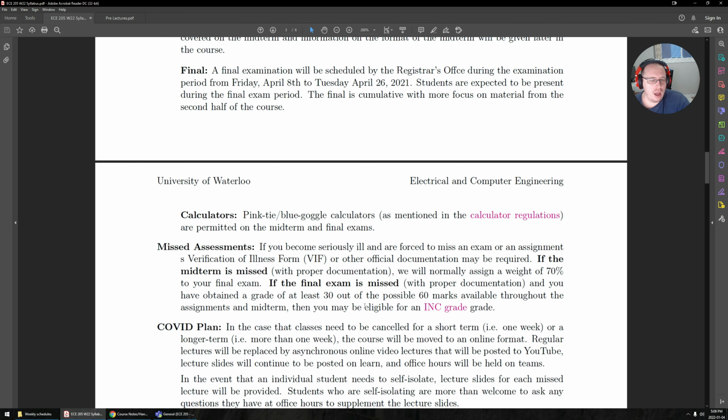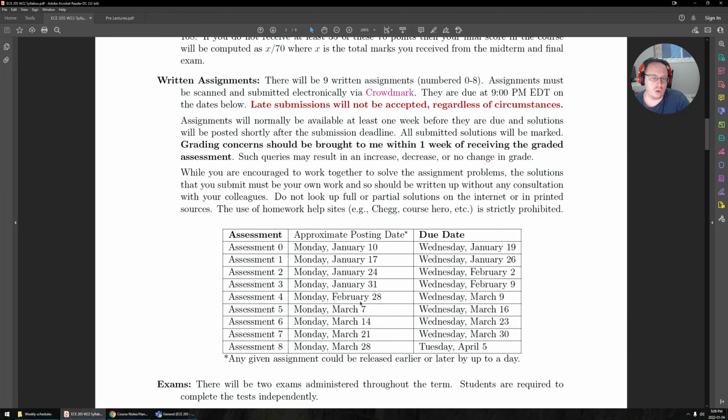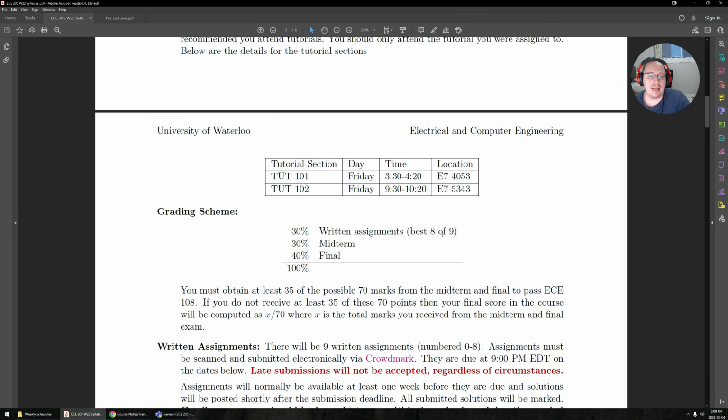Okay. Missed assignments. If you become ill or are forced to miss an assignment, get a verification of illness form or other official documentation. If you have proper documentation, then we can exempt you from that assignment that you missed. So say if you missed one assignment, then you would be exempt from that particular assignment, and your assignment portion of the total here would then be best 7 out of 8 instead of 8 out of 9.